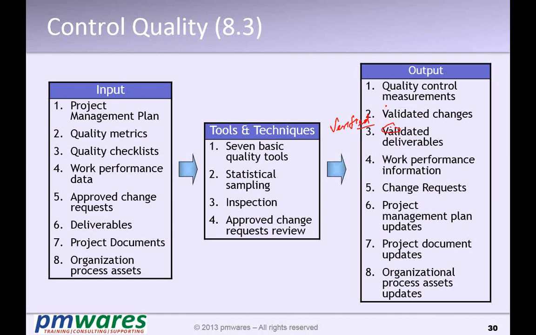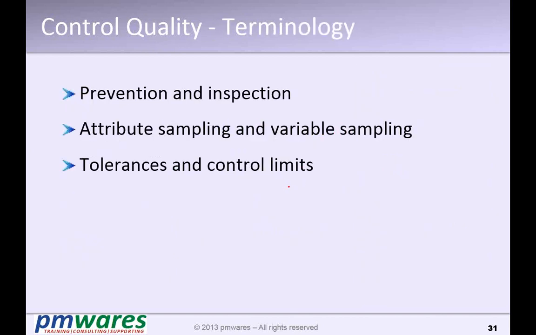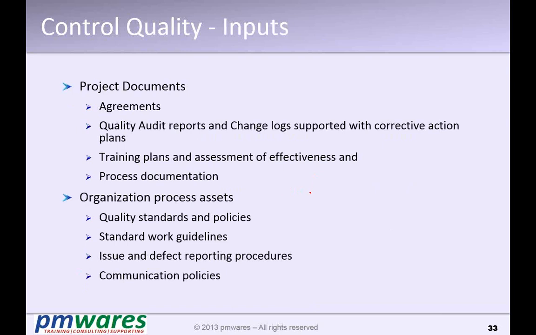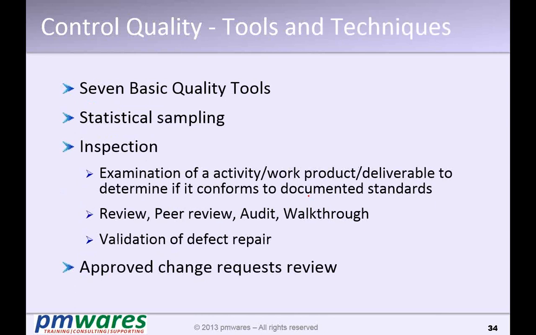So we get the quality control measurements, verified deliverable, work performance information as we talk about, plan versus actual. Okay, and the tools which are normally used are the 7 basic quality tools. I will talk about them. Statistical sampling, which we have talked about.